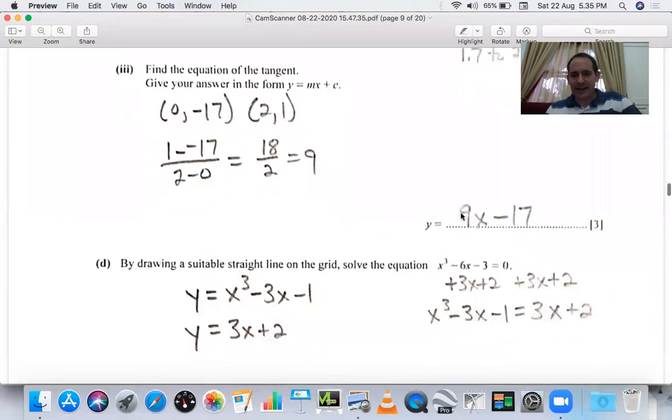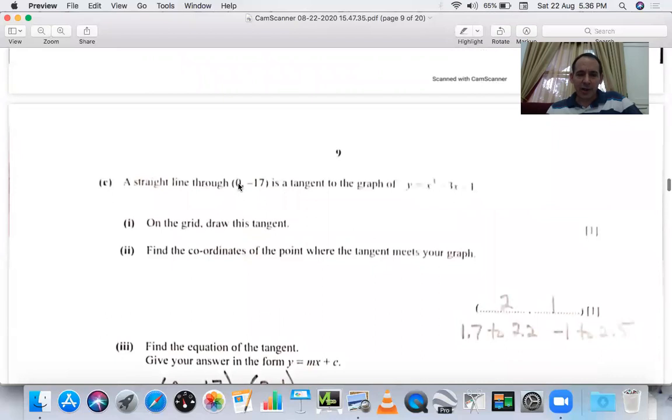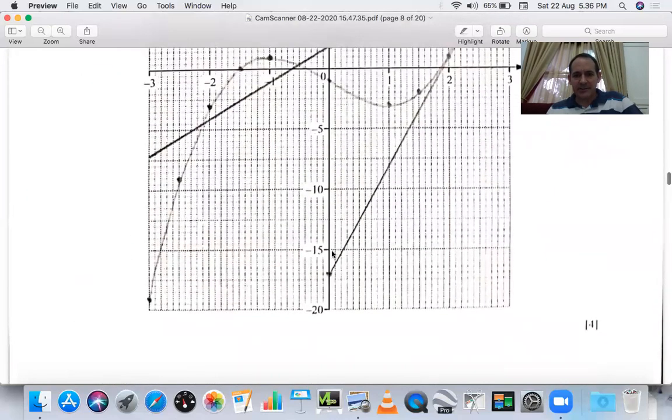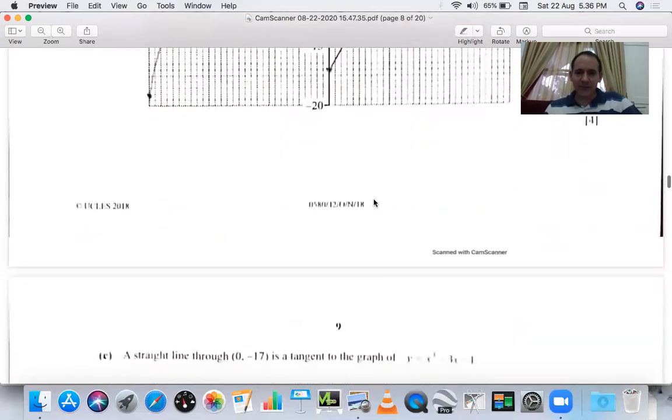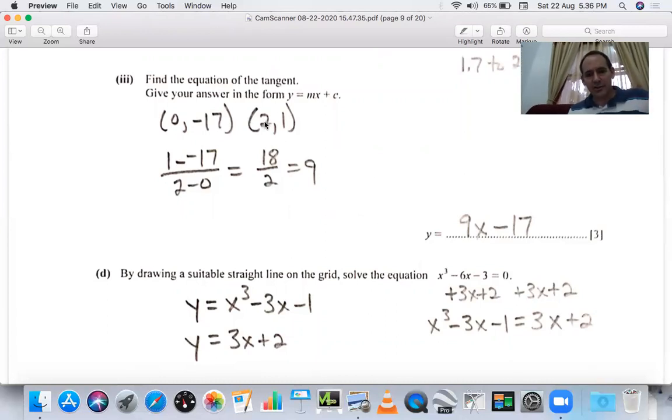So y equals 9x. Now, you could plug in one of these points into x and y and solve for the -17, but we already know that it's -17 because the plus c stands for the y-intercept, and so it's crossing the y-axis at -17. So you can save yourself a little bit of time if you recognize that -17 is the y-intercept. But if you don't recognize that, then you can use (2, 1), plug it in, and you would have 18 minus 1 is -17.